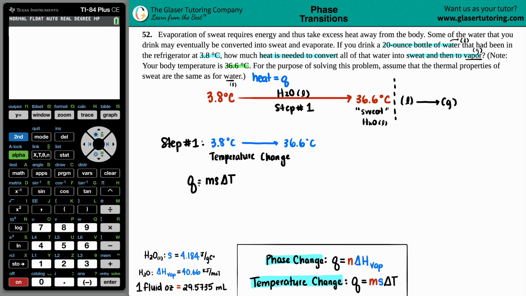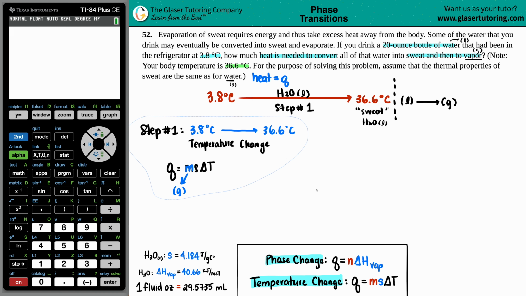Okay, so we're trying to find out the heat, right? How much heat is required? The heat is the Q, which means that I should know the ms and the delta T. Now the M stands for the mass, and that should be in grams. But they told us that we had a 20-ounce bottle of water. So let me pull this up because I might need a little bit more room. The first step is that we have to convert the 20 ounces into grams.